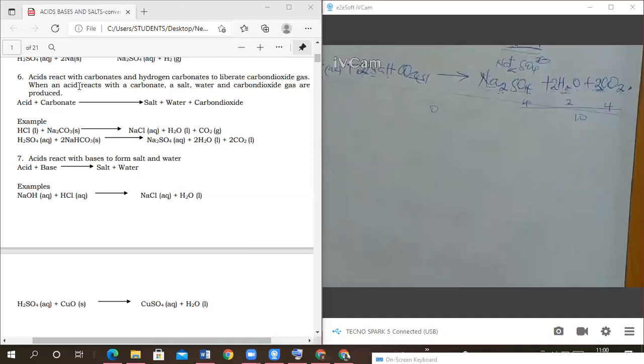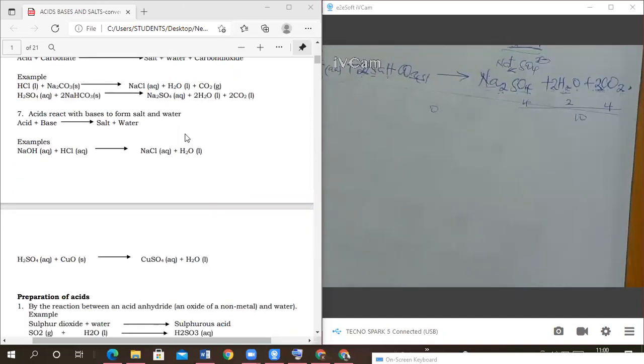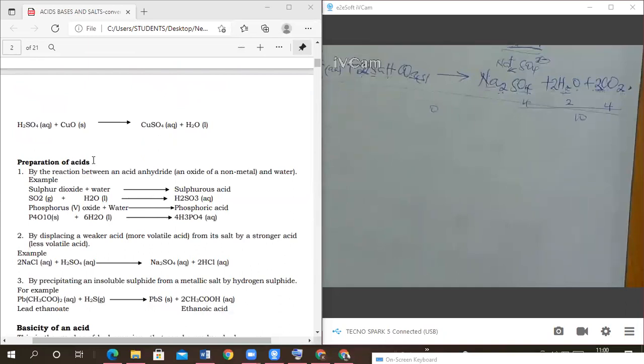So let's go back this side and check what you have not seen yet. Preparation of acids, you can prepare them from the acid anhydrides. Acid anhydrides are oxides of nonmetals that when dissolved in water give us an acidic solution.